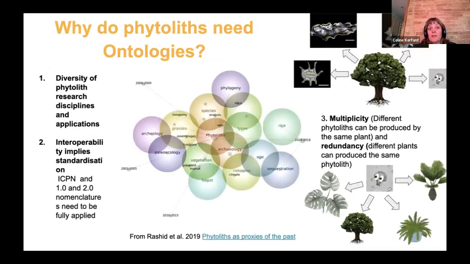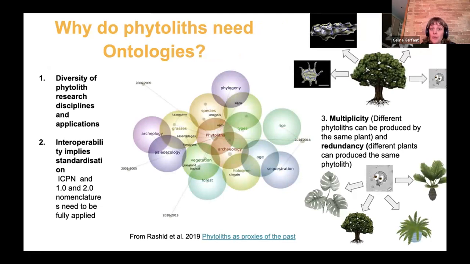So why do phytoliths need ontologies? This is a question we think it is important to ask at this moment. Of course, my colleague Zach already explained a lot, and Luke before, a little bit about the whole history of phytolith research, but this field of discipline has evolved quite quickly in the last 2 decades.